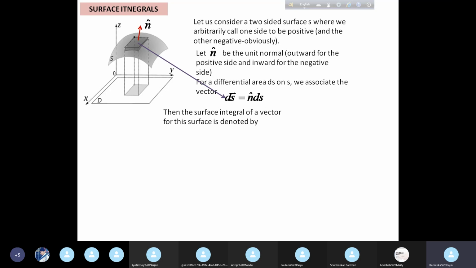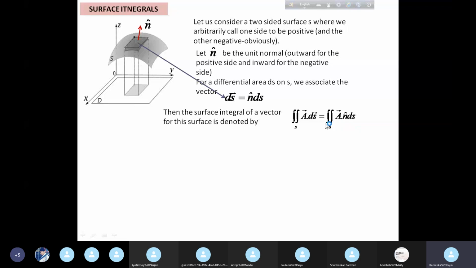Then the surface integral of a vector for this surface is denoted as this. Okay? If you are asked to take the surface integral of a vector A for this given surface S, then this is what they mean. Surface integral A dot ds equal to A dot n cap ds. As you can see, the position of ds is different, I mean it's a variable quantity. So when you integrate over the surface, you integrate like this.